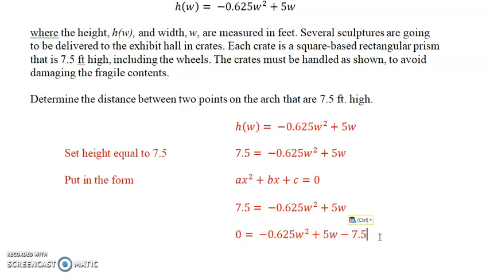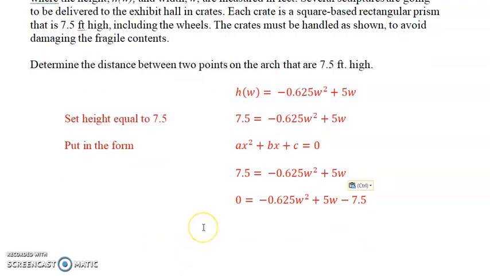Now, what you want to do is you want to make the coefficient in front of the w squared 1. Positive 1 is what you want to do. So I'm going to divide every single term by negative 0.625. I'm going to divide all terms by negative 0.625 to make that coefficient in front of the w squared, that's just like x squared, by the way, right? It's just we're using w instead of x.